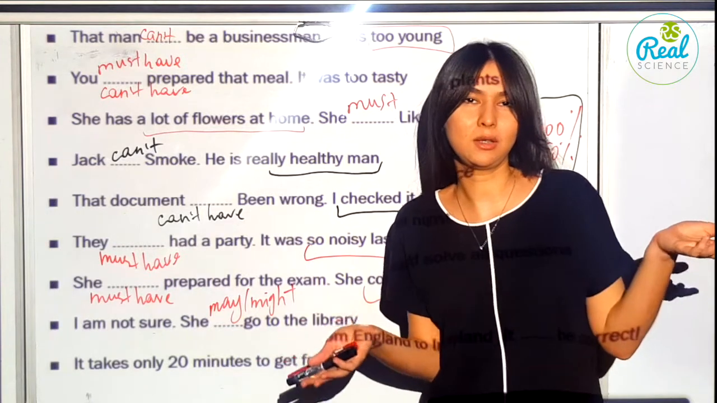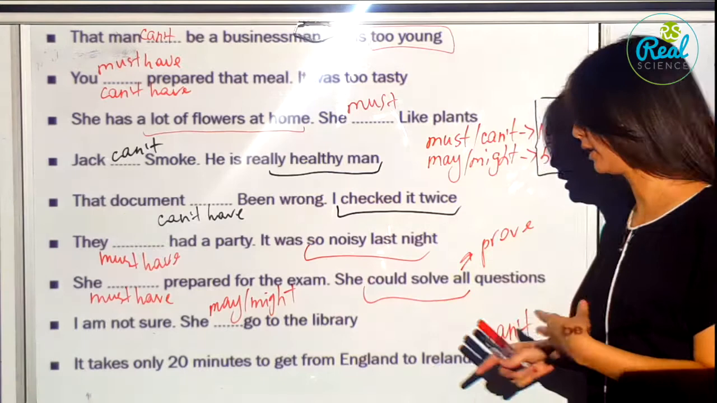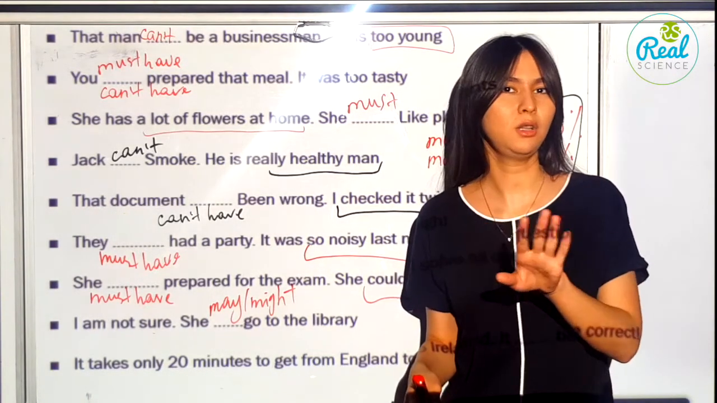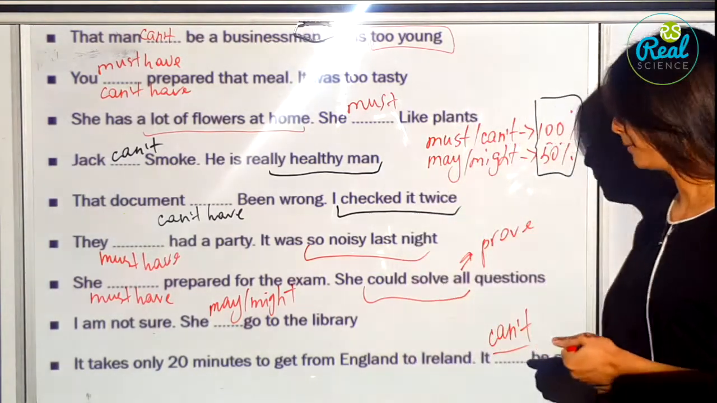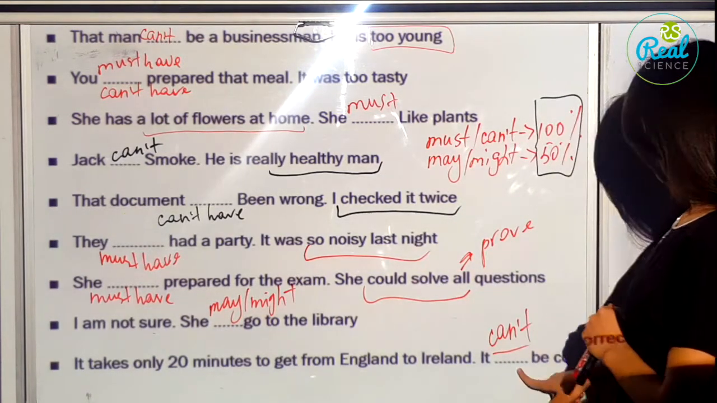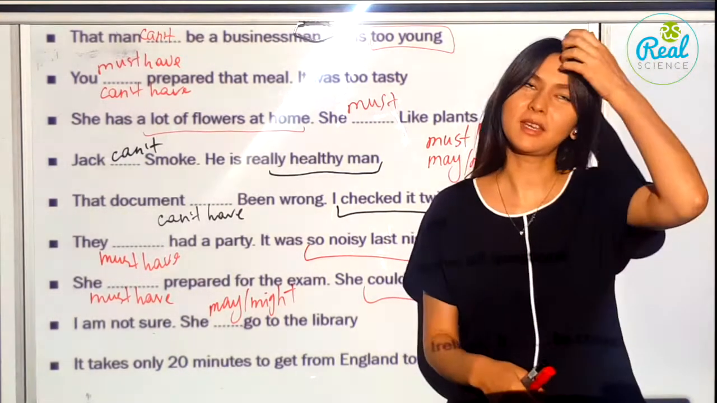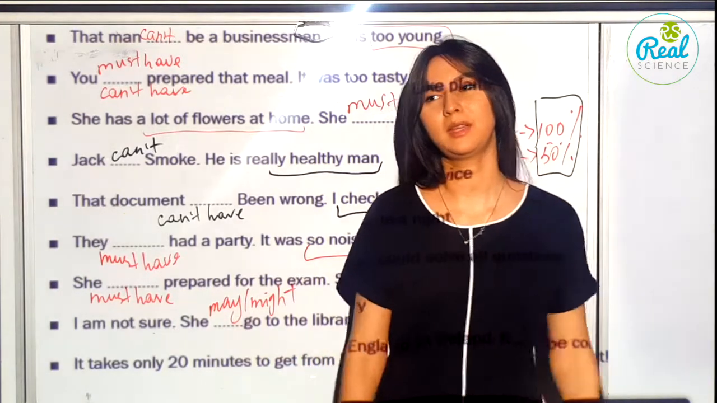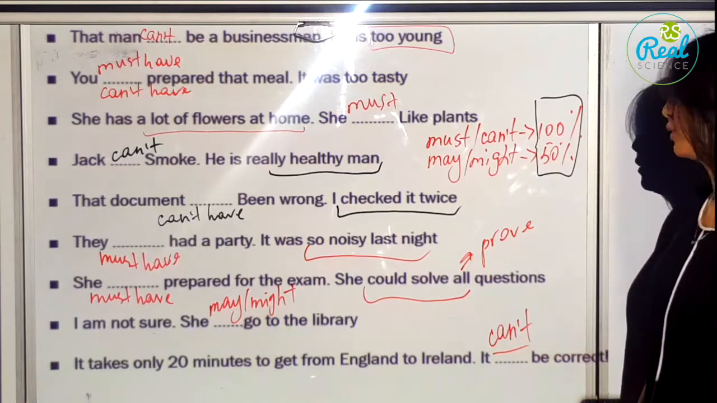Let's imagine by car. To get from England to Ireland, it takes just 20 minutes, but it's impossible, guys. I think 20 minutes will not be enough even if you go by car. So it cannot be correct. From England to Ireland, it must be at least 1 hour. So that's why we put can't.